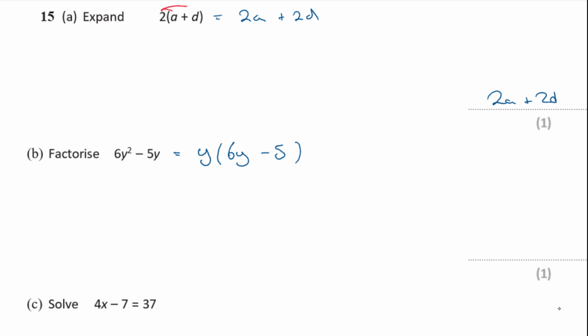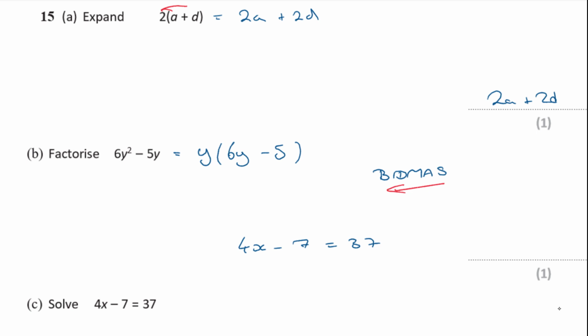And then finally, C, solve 4x minus 7 equals 37. So I've got a linear equation here. 4x minus 7 is equal to 37. So when we're trying to solve an equation, we're trying to get x on its own. Normally when we do maths, we follow BIDMAS, don't we? Brackets, indices, division, multiplication, addition, subtraction. So we normally go through BIDMAS in this direction, from brackets to subtraction. When we're unwinding or solving equations, we kind of have to approach the operations backwards. So we're going to work our way backwards through this list.